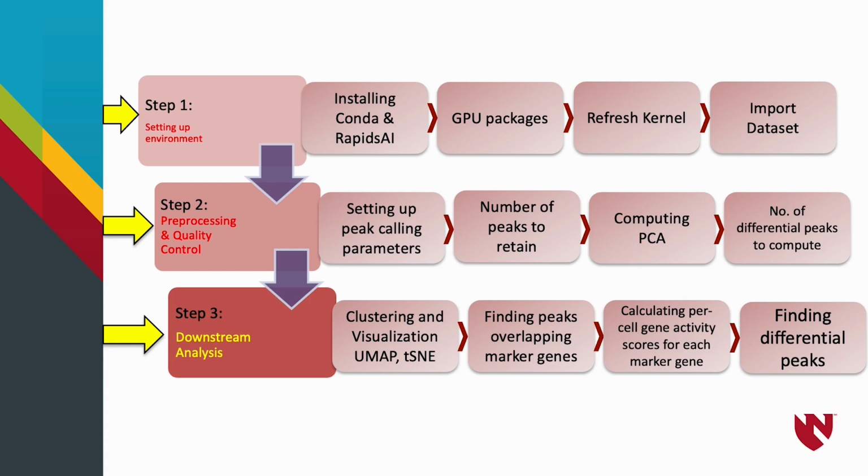In the third step of the process, you will conduct downstream analysis by utilizing a combination of clustering and visualization techniques such as UMAP and t-SNE to identify patterns and trends in the data. Additionally, you will identify peaks that are located near overlapping marker genes and perform a differential peak analysis to determine any significant differences between the peaks.